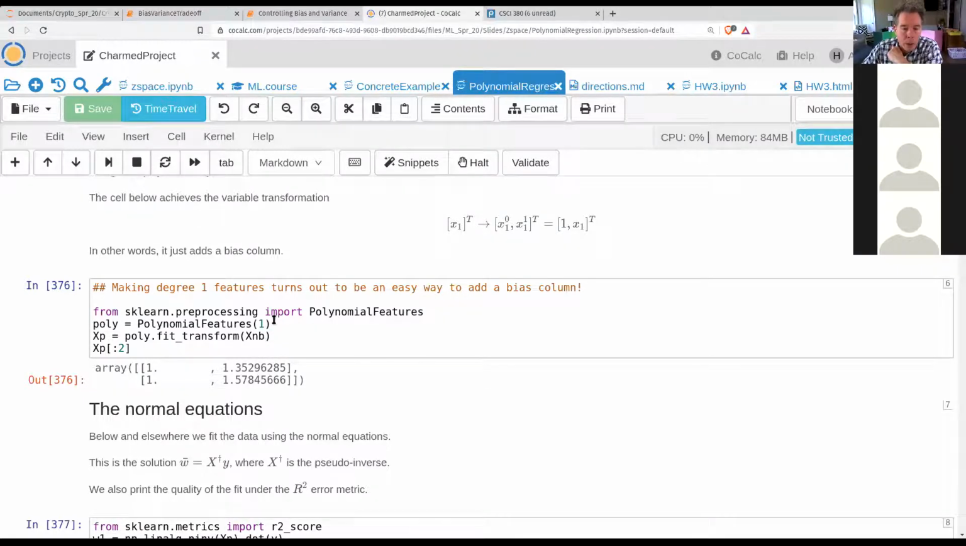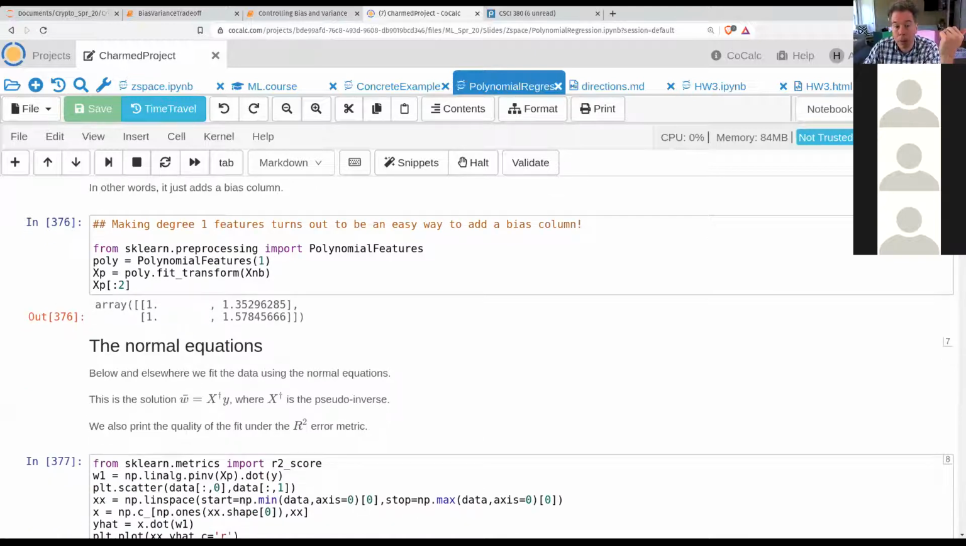You import polynomial features. You tell it what the degree is going to be, in this case 1, and then you might have noticed in the scaling functions you can fit, and then you can do a transformation. If you want to do both at the same time, it's fit transform. So this fits the matrix and then also makes the transformation. And so here's what it looks like afterwards. And degree 1 transformation just adds a bias column. It's actually a nice way to add a bias column.